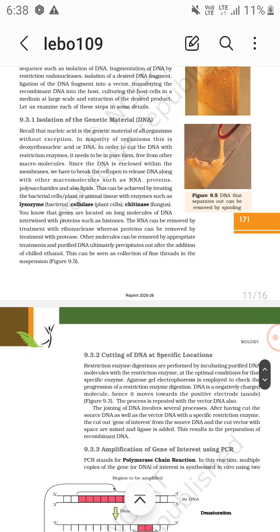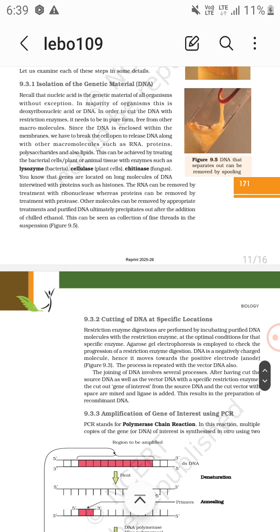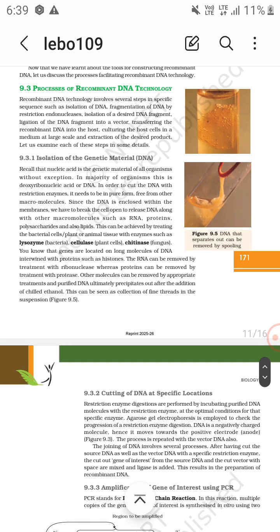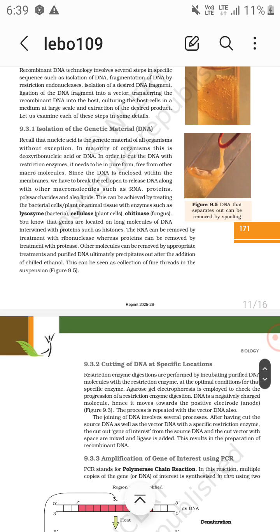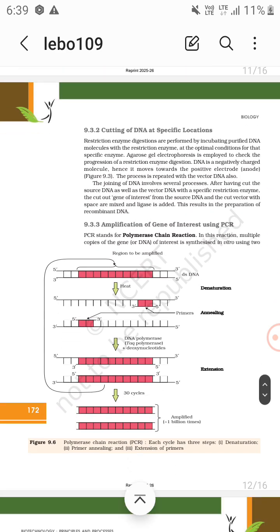Another thing: lysozyme for bacteria, cellulase for plant cells, chitinase for fungus. These are kinds of enzymes that cause degradation. Now for RNA it is RNase, and for protein it is protease. Another main thing is how to separate the DNA. You put it in chilled ethanol, and the process is spooling.